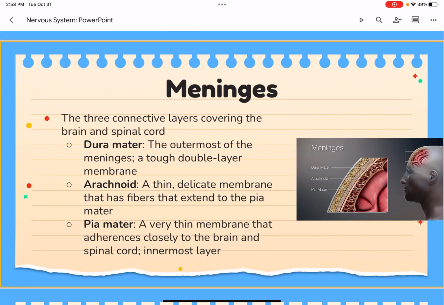The meninges are the three connective layers covering the brain and spinal cord. Dura mater is the outermost of the meninges. It's a tough double-layer membrane. Arachnoid is a thin, delicate membrane that has fibers that extend to the pia mater. The pia mater is a very thin membrane that adheres closely to the brain and spinal cord. It's the innermost layer.